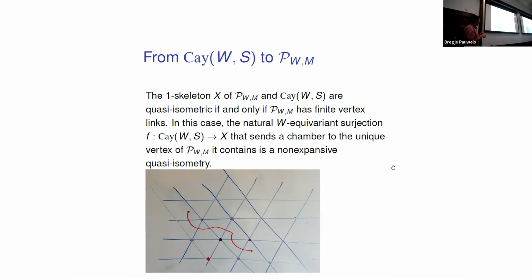And the distance in the Cayley graph is 1, 2, 3, 4, 5, 6. Okay, so it's not isometric. However, it is quasi-isometric, because no matter what you do, you will only have to walk around the distance of the finite Weyl group to get from one to the other. So this is the formal statement. You get a non-expansive quasi-isometry from the Cayley graph to the one skeleton of the polytope. So this is good news. We have a quasi-isometry on the level of the infinite graphs.